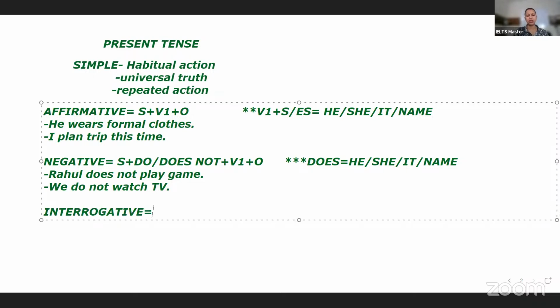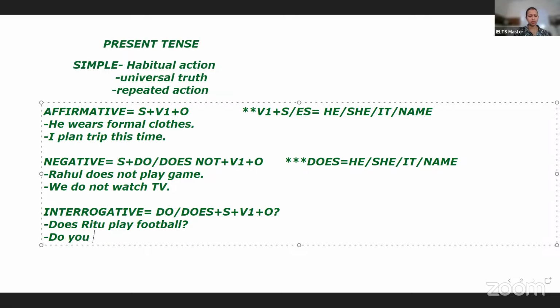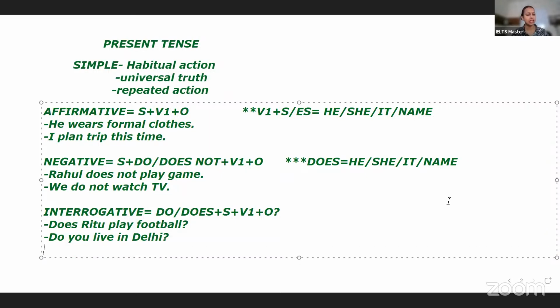If I say interrogative, that is being used when we are about to put any question. So we use a formula as do or does in front, then subject, then V1, and then object with a question mark. For example, does Ritu play football? Or do you live in Delhi? So this is for interrogative.